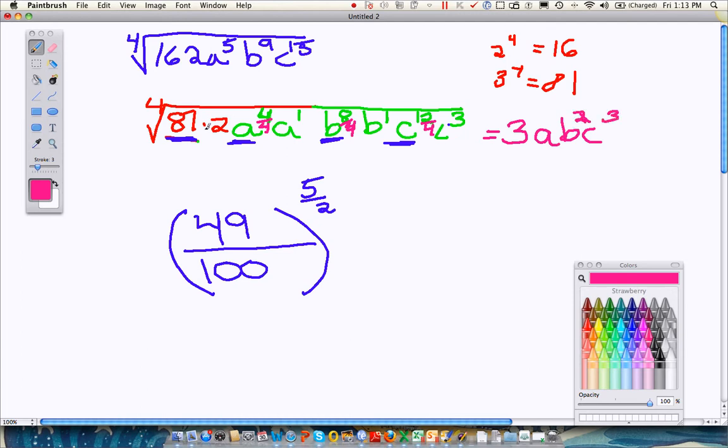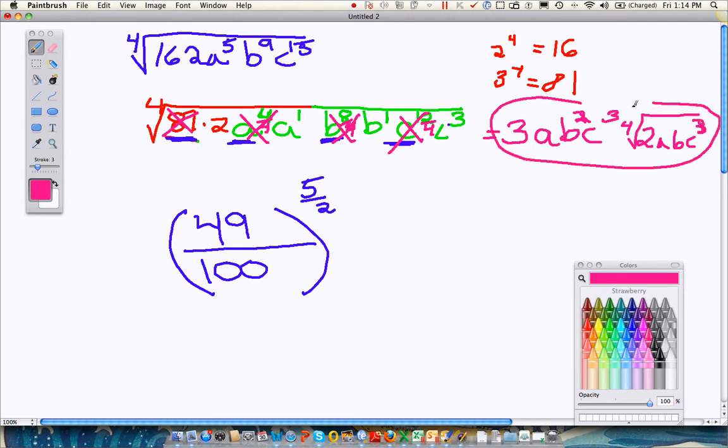So I've taken out this, this, this, and this. And so I'm going to write what's left. I'm going to hope I can fit it in there. 2a, b, c to the third. And that is going to be my simplest terms. So the key to that is to look for things that have perfect fourth roots. And perfect fourth roots are kind of a multiple of 4.